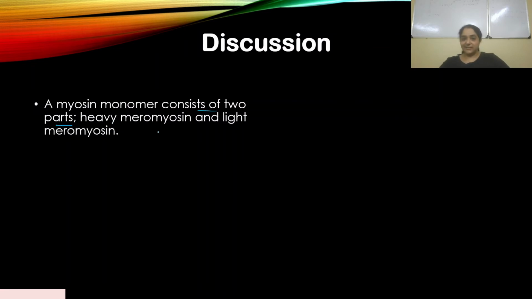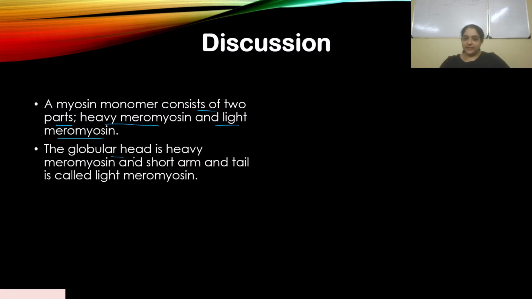So the myosin monomer consists of 2 parts. All this is there in NCERT. Heavy meromyosin and light meromyosin. Now meromyosin usually means a part of myosin. So it has heavy meromyosin and light meromyosin, which form the main structure, the myosin monomer. The globular head is a part of the heavy meromyosin, and the short arm and tail is called the light meromyosin.